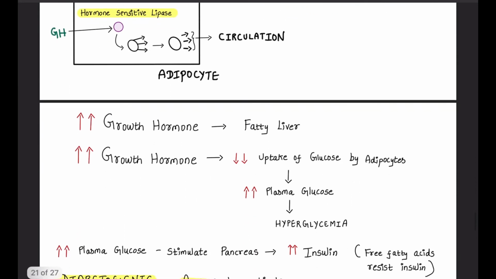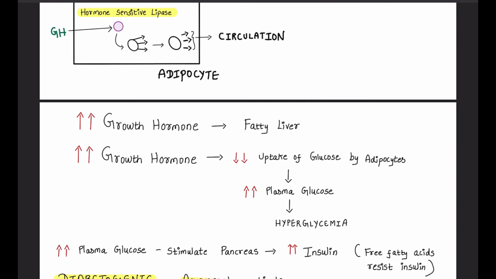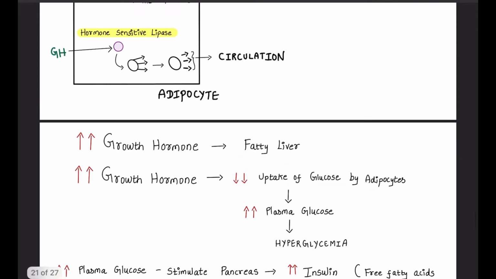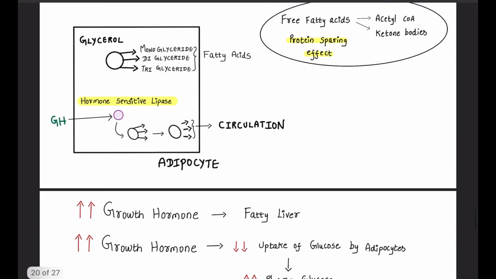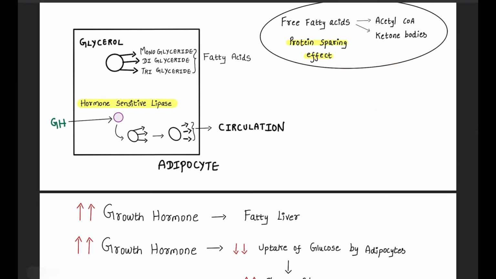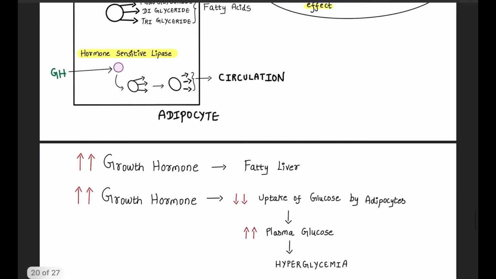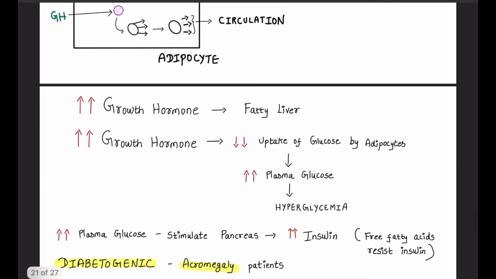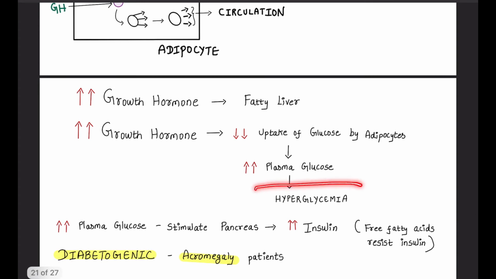So whenever there is increased growth hormone, there is a chance of having a fatty liver. Whenever there is an excess increase in growth hormone, there is decreased uptake of glucose by the adipocyte tissue cell. So where will this glucose go if it is formed here in the liver? It will go into the circulation. So what happens in the circulation? There will be increased glucose in the plasma circulation, so it will lead to hyperglycemia, that is increased glucose in the blood.